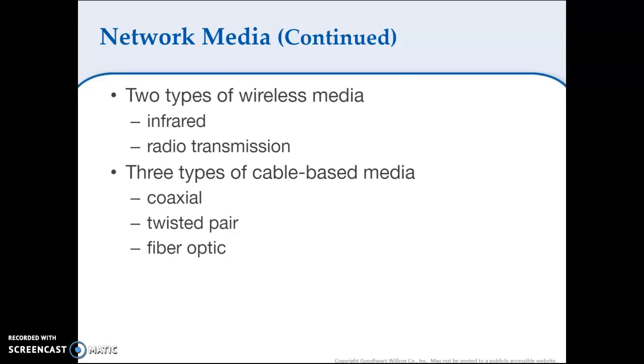Two types of wireless media, infrared and radio transmission. This is how wireless signals get transmitted amongst devices. Three types of cable-based media, coax, twisted pair, and also fiber optic.